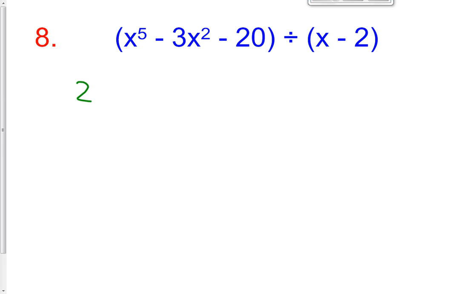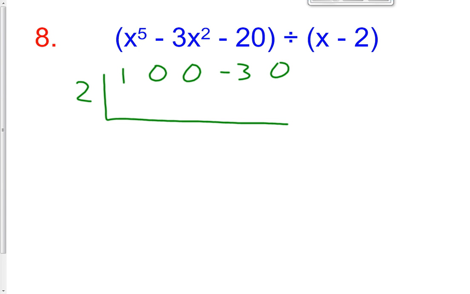Hopefully you put a positive 2 out here for the division bar. Then we have to fill in our placeholders. So we have 1x to the 5th, 0x to the 4th, 0x cubed, a negative 3x squared, 0 x's, and a negative 20. Whew! A lot of stuff. 1x to the 5th, 0x to the 4th, 0x cubed, negative 3x squared, 0 x's, and negative 20.